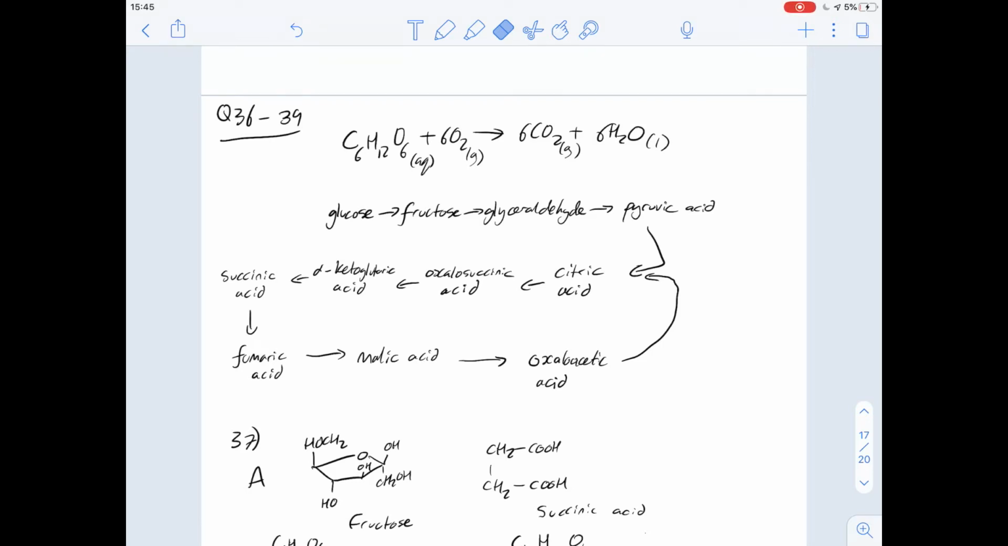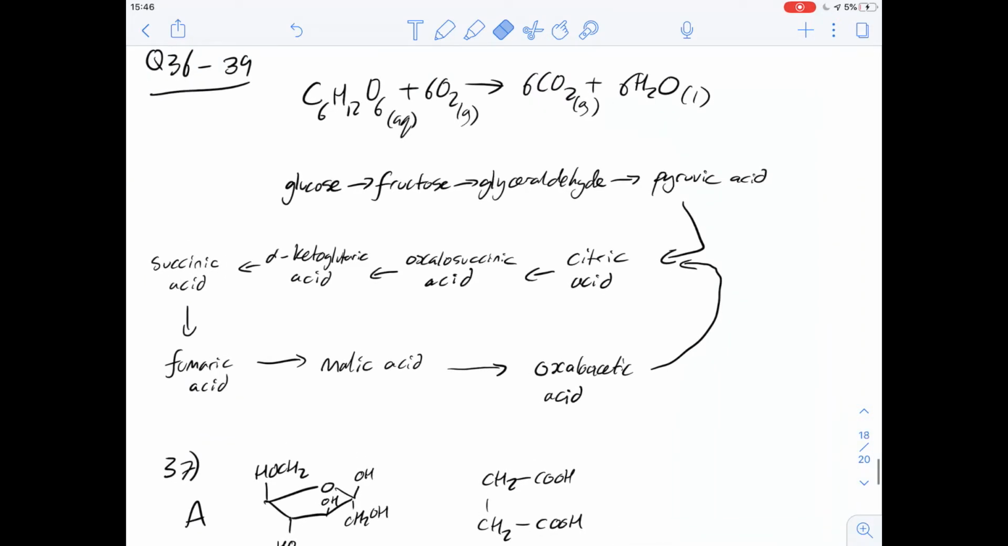Hi, I'm Carl. In this video, we're going to go over questions 36 to 39, or unit 14 of section 3 of the Orange Booklet. So this is a question about cellular respiration and how glucose gets oxidized along this Krebs cycle. I've drawn out a simplified version of this pathway here, but all the structures are there on the paper.